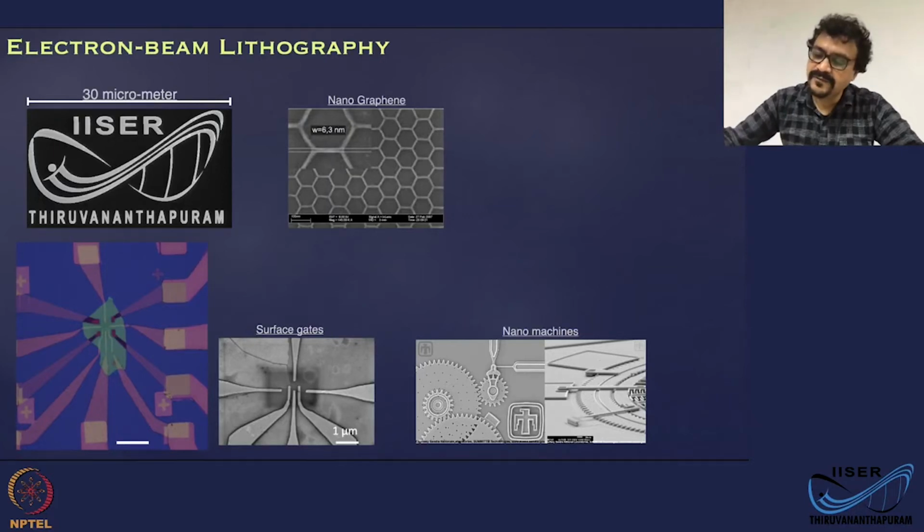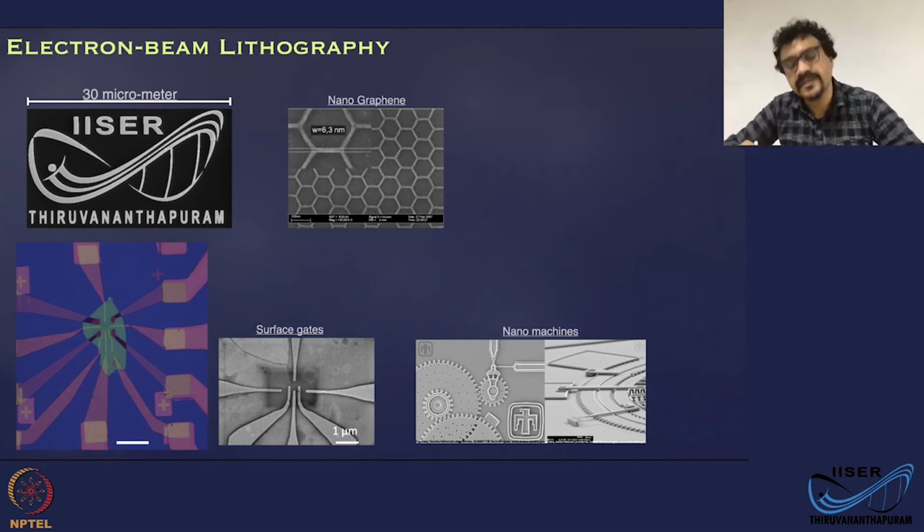Here we have a few representative images of electron beam lithography structures. This is an emblem of the Institute, IISR Thiruvananthapuram. You can see the overall scale is 30 micrometers. If you walk down through this line, the tip of this will be maybe 100 nanometers or in that range. Okay.